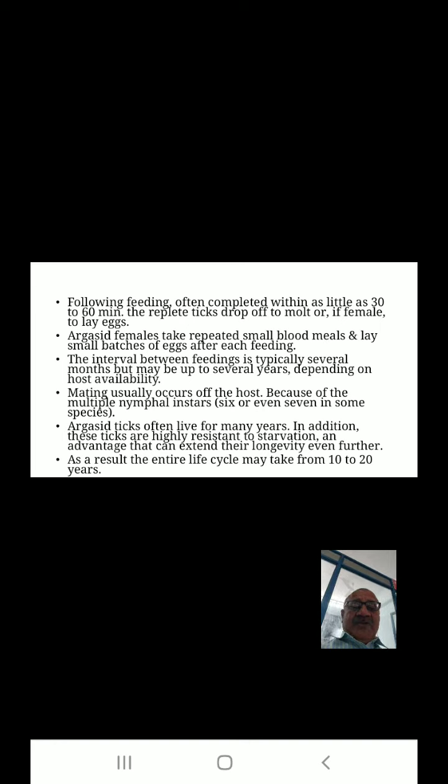Mating usually occurs off the host. Because of the multiple nymphal instars, that is 6 to 7 in some species, argasid ticks often live for many years. In addition, these ticks are highly resistant to starvation, an advantage that can extend their longevity even further. As a result, the entire life cycle may take from 10 to 20 years.